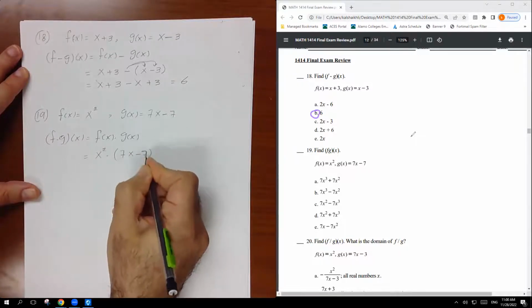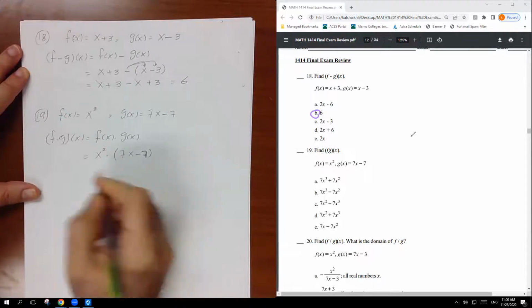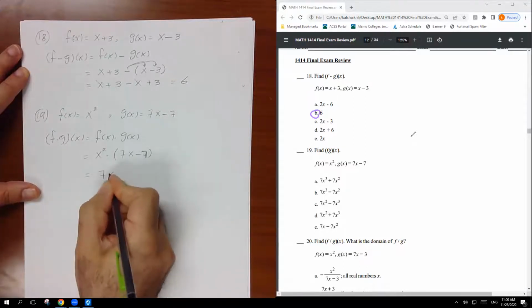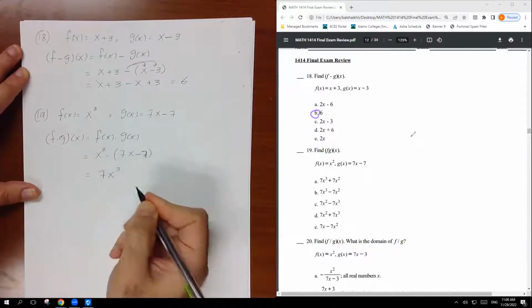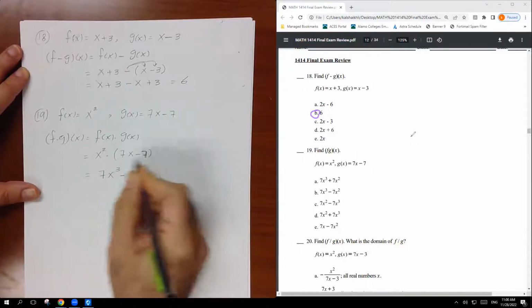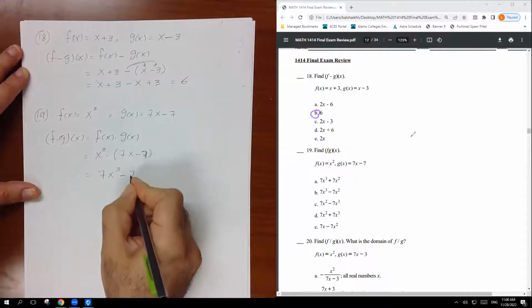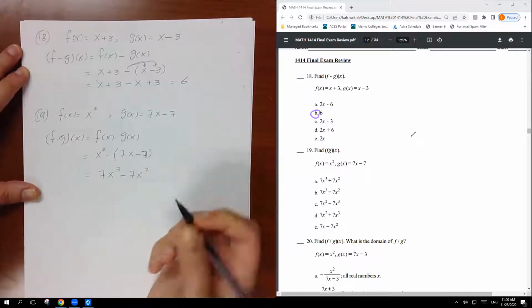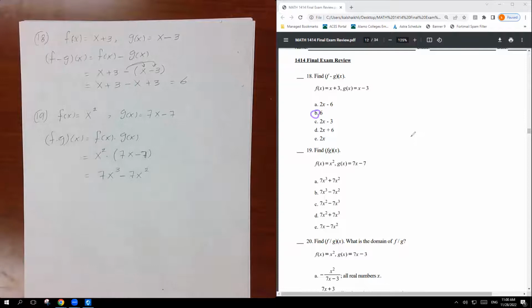times g of x, which is 7x minus 7. Now we're going to distribute. So x squared times 7x is going to be 7x cubed minus x squared times 7, 7x squared. That's it. You can't simplify it anymore. So in this case, it's going to be also B, because 7x cubed minus 7x squared. So we're going to choose B. That's it for example 19.